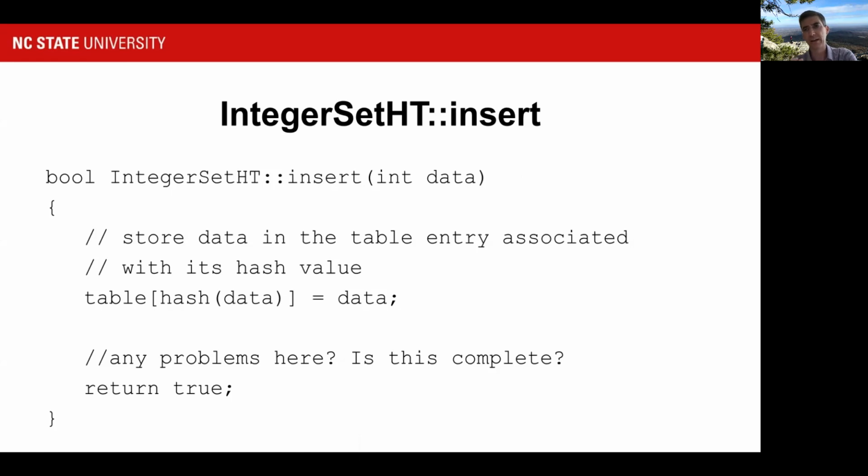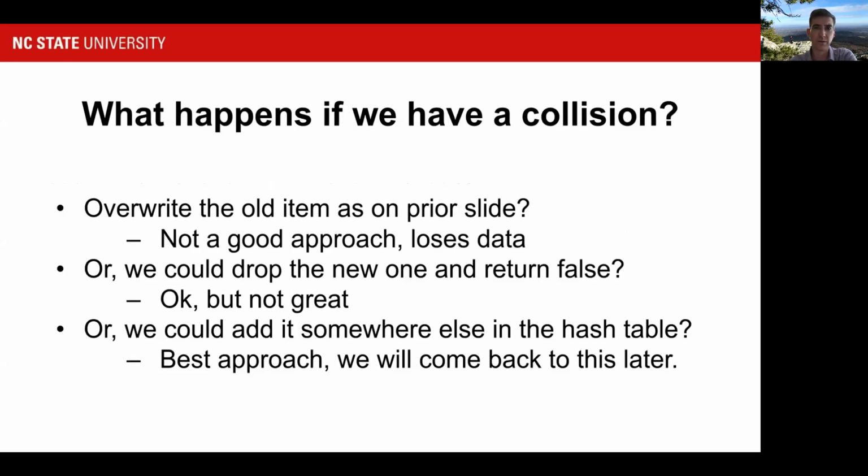Now, this code I've written here is just going to store the data there without doing any checks. That's a little problematic because there might already be data stored at that location. Okay, so this code is not good. But what should I do instead? What's my alternative? Here are some possibilities. If there's data already stored there, it's called a collision. What we could do is overwrite the old item. That's what I'm basically doing on the previous slide. That is not a good approach because it loses data. When I add things to a set, it should stay in the set. So I can't do this. That code I just wrote, that's bad.